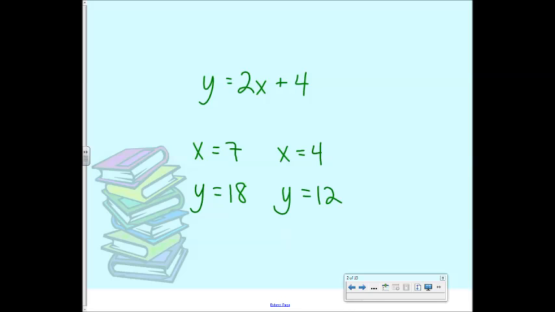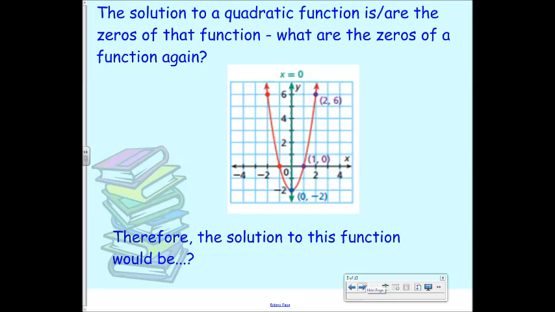In a quadratic equation, the solutions to a quadratic function are the zeros of the function. So before we start, let's review: what are the zeros of a function again? Where it touches the x-axis. You can either have, like in this case, how many do we have? 2, because it crosses the x-axis 2 times. You could also have 1 if it just touches the x-axis, or you could have 0. So there are either 2 solutions, 1 solution, or no solutions to a quadratic equation.